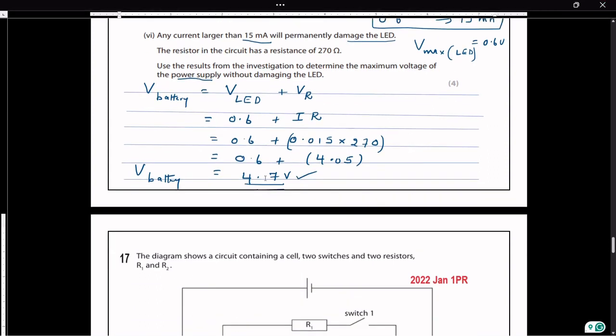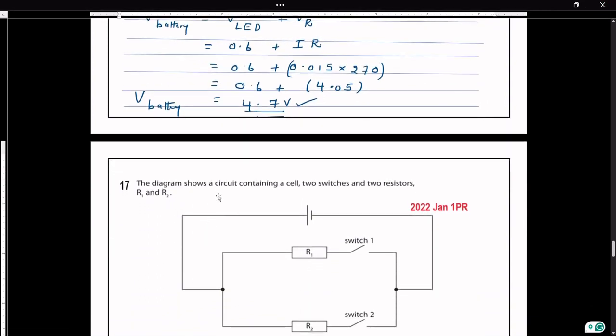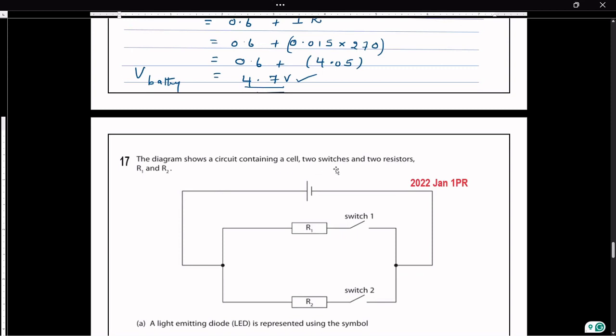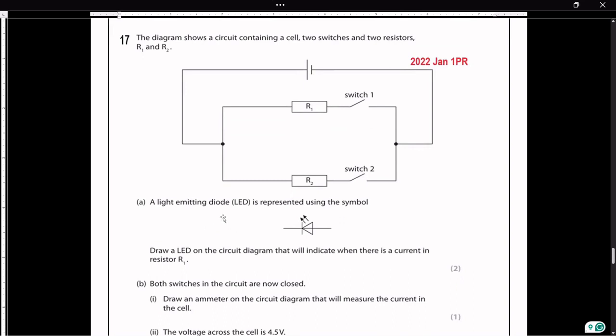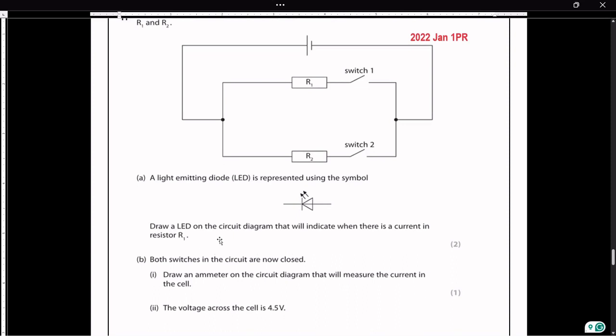Now let us go to the next question. The diagram shows a circuit containing a cell, two switches and two resistors. A light emitting diode, LED, is represented using this symbol. Draw an LED on the circuit diagram that will indicate... And as you know, these LEDs are used as indicators to indicate that current is flowing through the circuit.